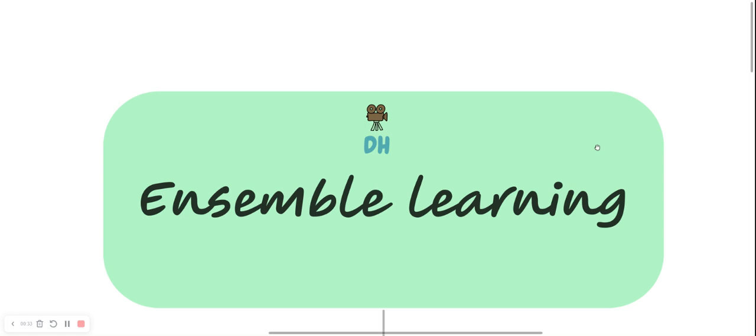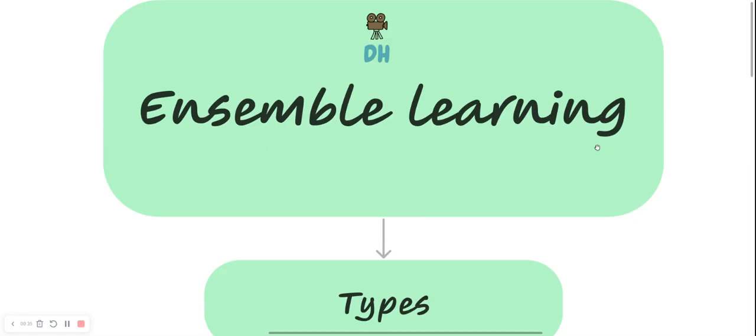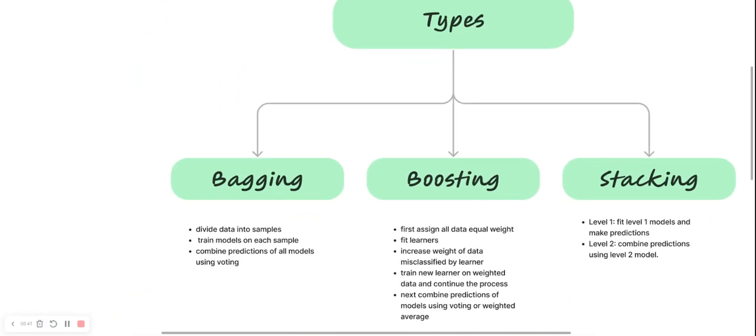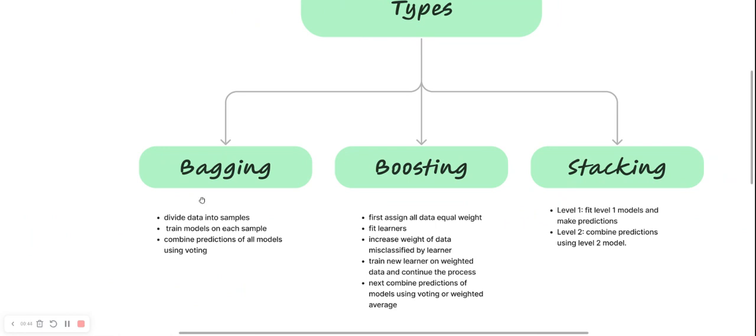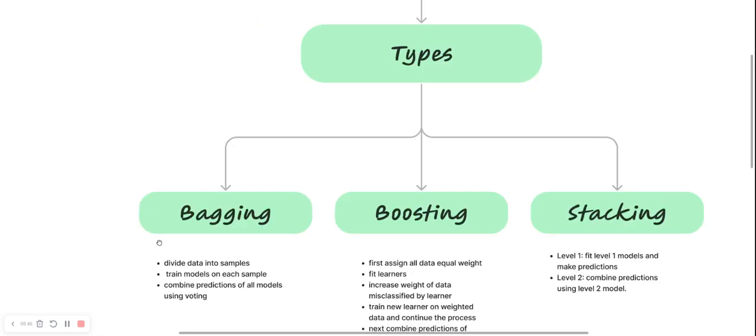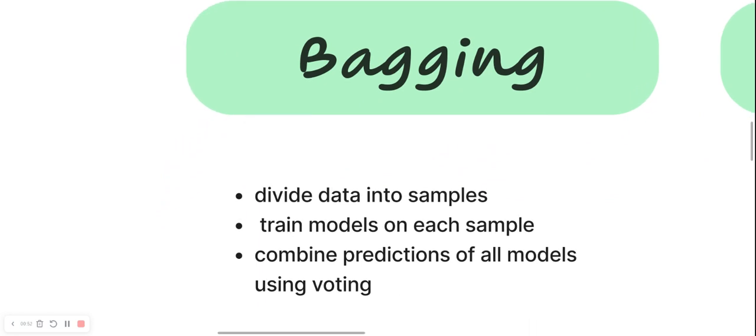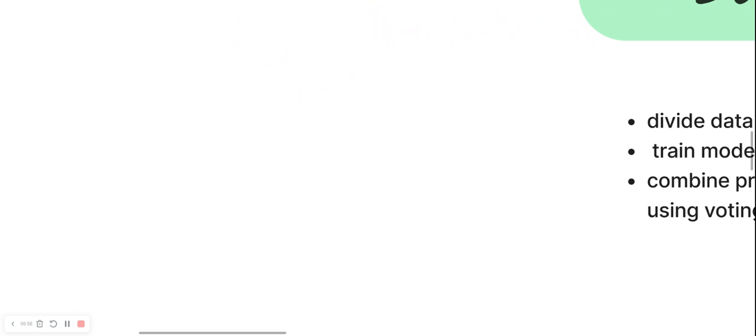So there are a few types of ensemble learning. The three types are bagging, boosting, and stacking. Let's first dive deep into bagging. Now, in bagging, you divide the data into samples. Then you train models on each sample, and combine the predictions of all models using voting. Now let me bring you a graphic which explains this in deep detail.